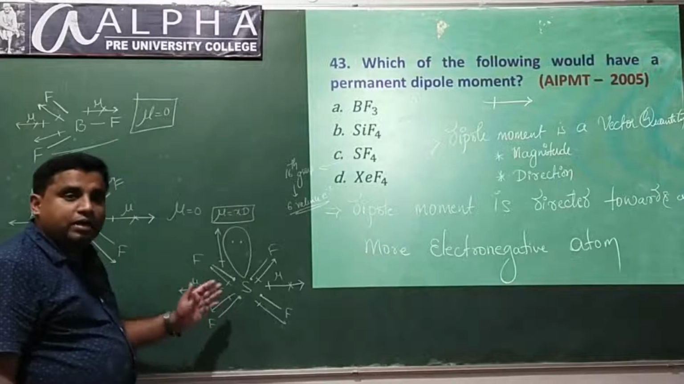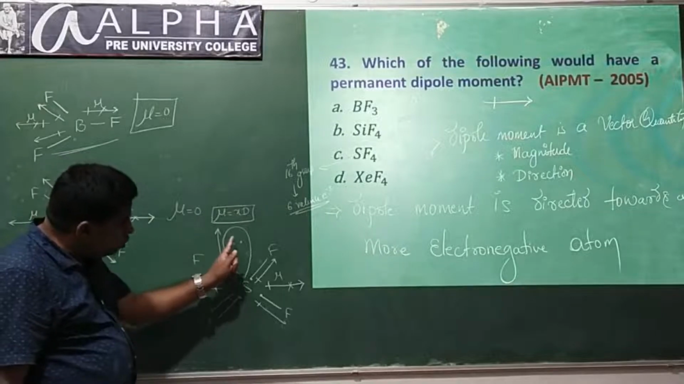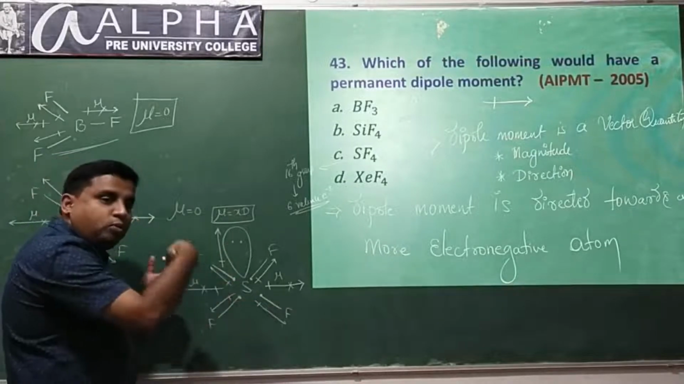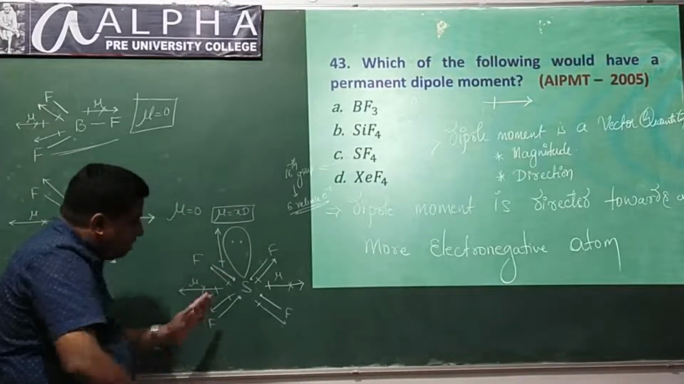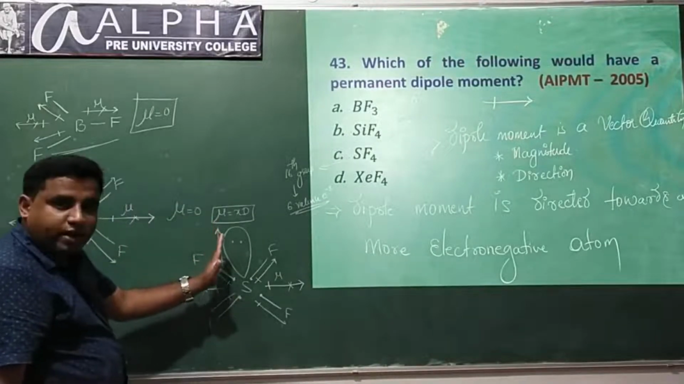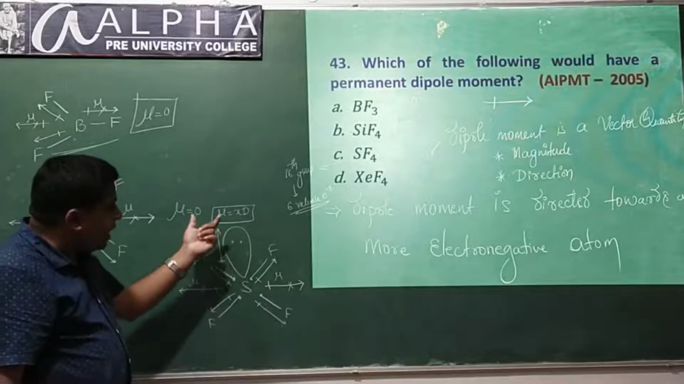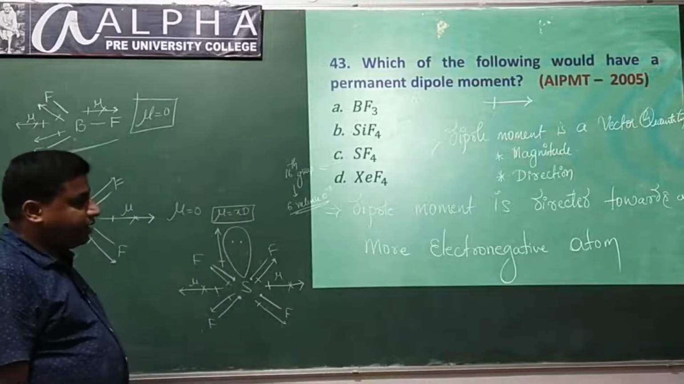And what is the net dipole moment? The net dipole moment is towards the lone pair of electrons. All other dipole moments will cancel, but there is a dipole moment towards the lone pair of electrons. So there is a dipole moment, and I have taken it as x D.